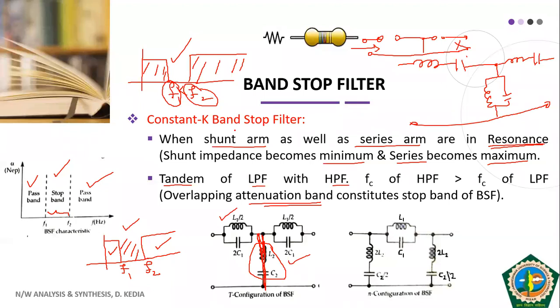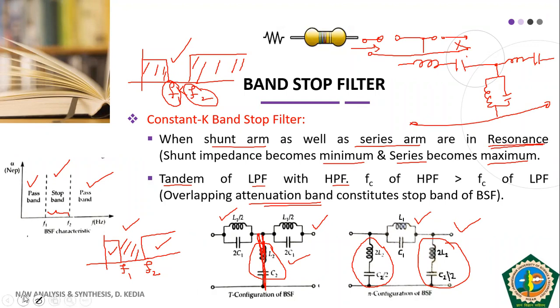I hope this concept is clear to everybody. So this is your T configuration of the band stop filter, and this is your pi configuration of the band stop filter. This we have already discussed in detail in previous classes. So in case of the pi section, you will have L and C in parallel in the series branch, and you'll have two branches in the shunt in case of your pi section. Now let us derive the expressions for the band stop filter.